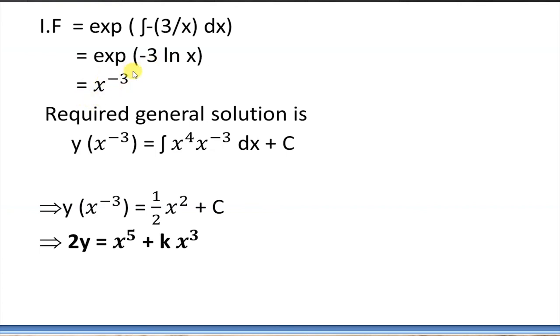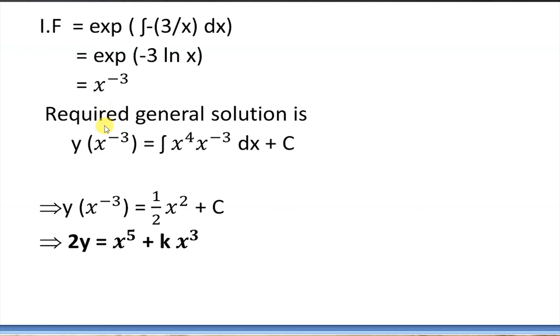So this is nothing but x to the power minus 3, or we can put the modulus also. So the required general solution is given by y into integrating factor is equal to the integral of q into integrating factor plus c. Substitute the value of the integrating factor.